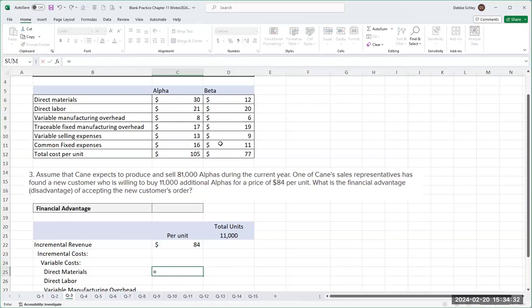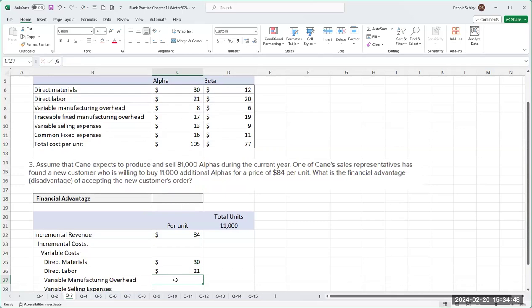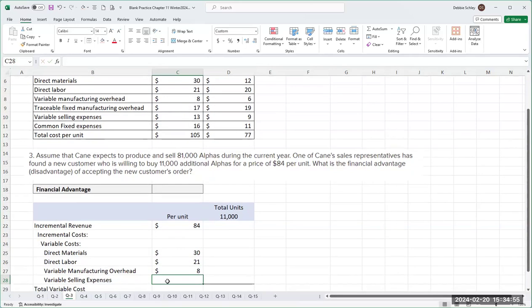So my direct materials per unit for alpha, and be really careful when you're grabbing numbers, which product we're talking about. So this problem is all about alphas. My direct labor is 21 per unit. My variable manufacturing overhead is $8 per unit. And my variable selling expense, right? Because we're not just producing it, we're taking it all the way to being sold. So this will come into play as well.